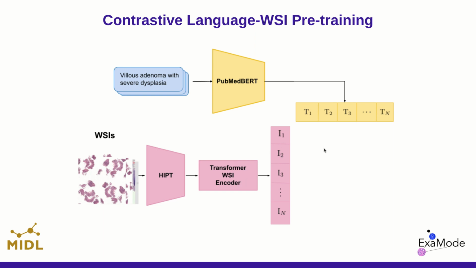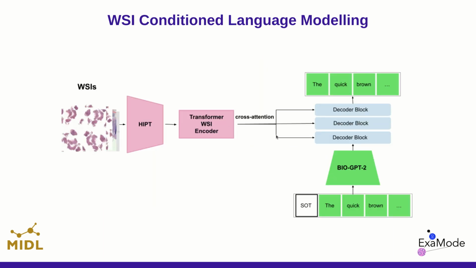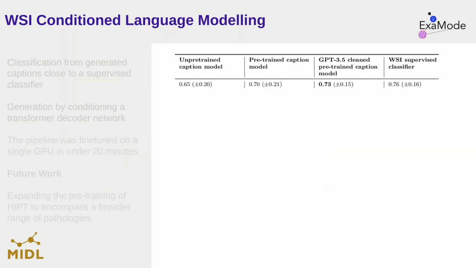The resulting CLIP whole slide image embedding can now be used as conditioning for a pre-trained language model, in this case a BioGPT language model. We condition 3 extra decoder blocks with cross attention by using the embeddings from the previous CLIP trained model.